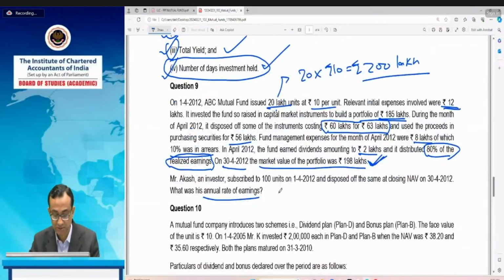Okay, now let us solve this question. I have summarized how to go about this question. So first of all, let us calculate the cash. Then we will add the cash to the market value to arrive at the closing NAV. Once we get the closing NAV, then we can easily calculate the return.